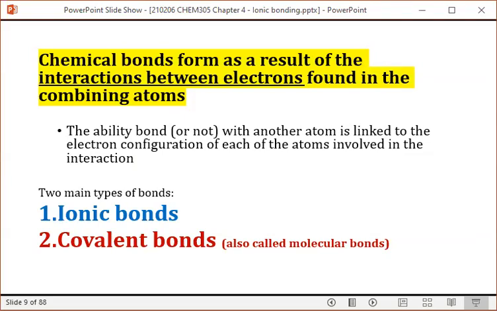So chemical bonds form as a result of the interactions between electrons found in the combining atoms. The ability to bond or not with another atom is linked to the electron configuration of each of the atoms involved in the interaction. And this is why in Chapter 3, we spent so much time focused on the electrons around atoms, where they're located, how much energy they have, how many electrons are in each shell and subshell, because it's those electrons interacting that determine whether an atom is going to form a bond or not. And there are two main types of bonds: ionic bonds and covalent bonds, which we also oftentimes call molecular bonds.